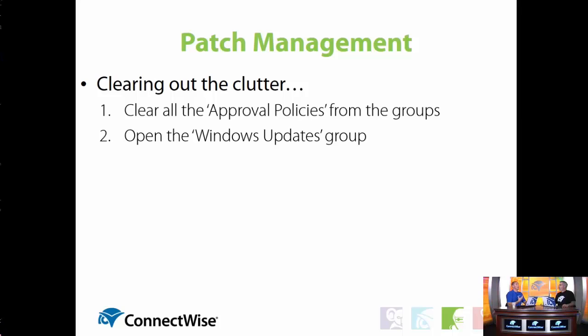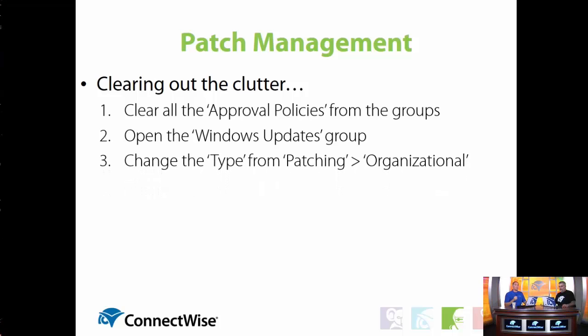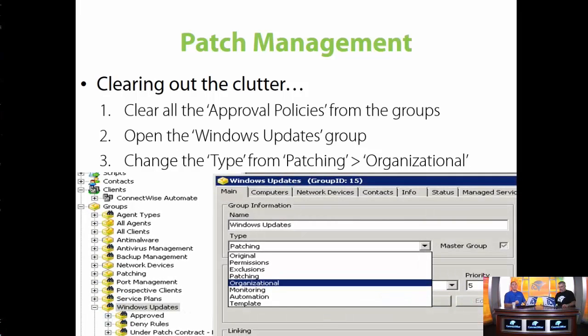There's a reason why I want to do that. If I manipulate the parent, all of the settings will get inherited by the child groups beneath it. What I'm going to do is change the type from patching to organizational. When I'm looking at the new patch manager and go to that group's configuration, all the groups that I see there are the ones typed patching. So I have a list of groups by default underneath that Windows Update parent group.